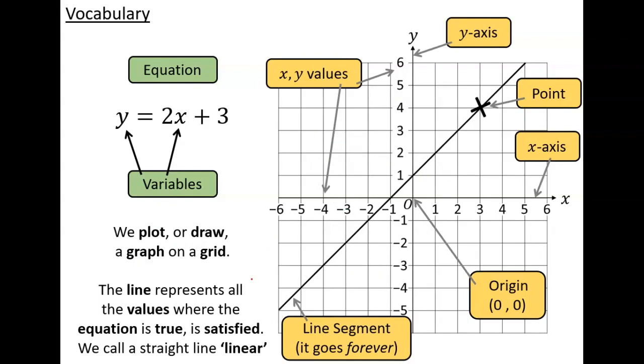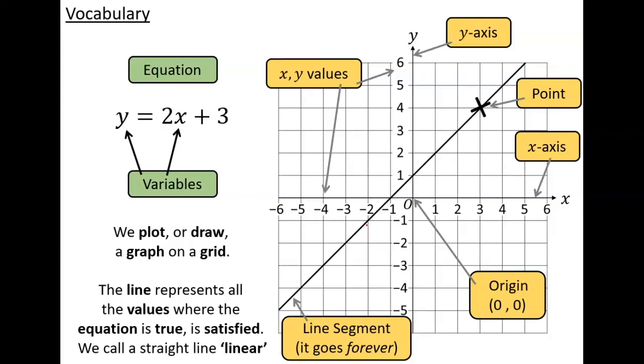The line represents all the values where the equation is true. So this is just all the points. There's a bunch of points on this graph, an infinite amount of points, and all of these points, all of these values, are where the equation is true, so the line satisfies it. We'll get into that a little bit more after this lesson, but the basic thing you need to know is this is my line. It's called a linear equation, or the line's called linear, because it's a straight line, which means that we have a constant rate of change.